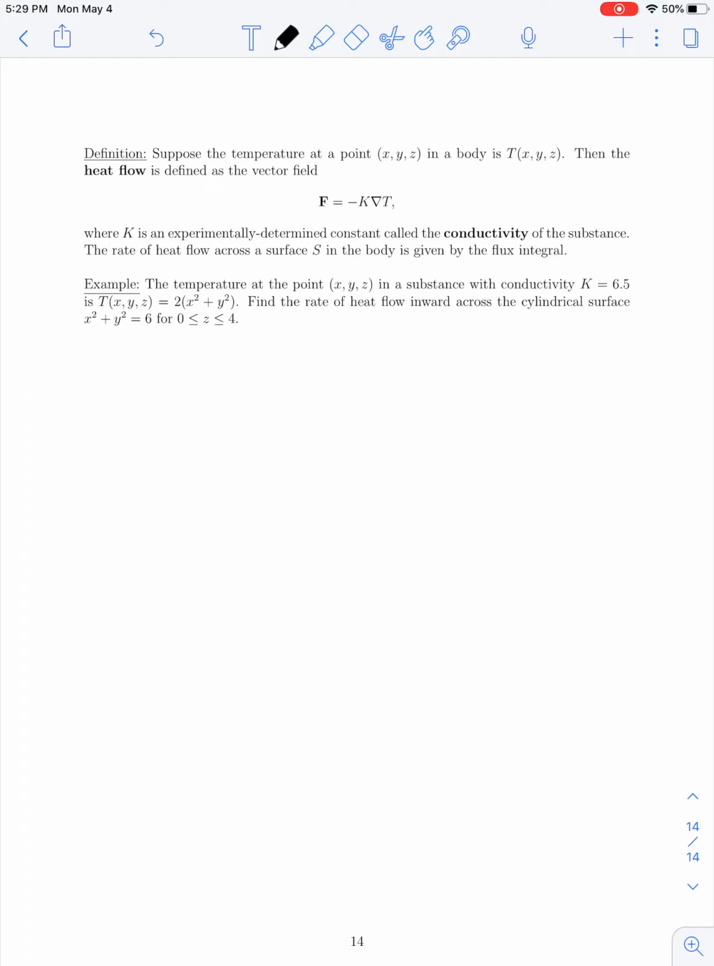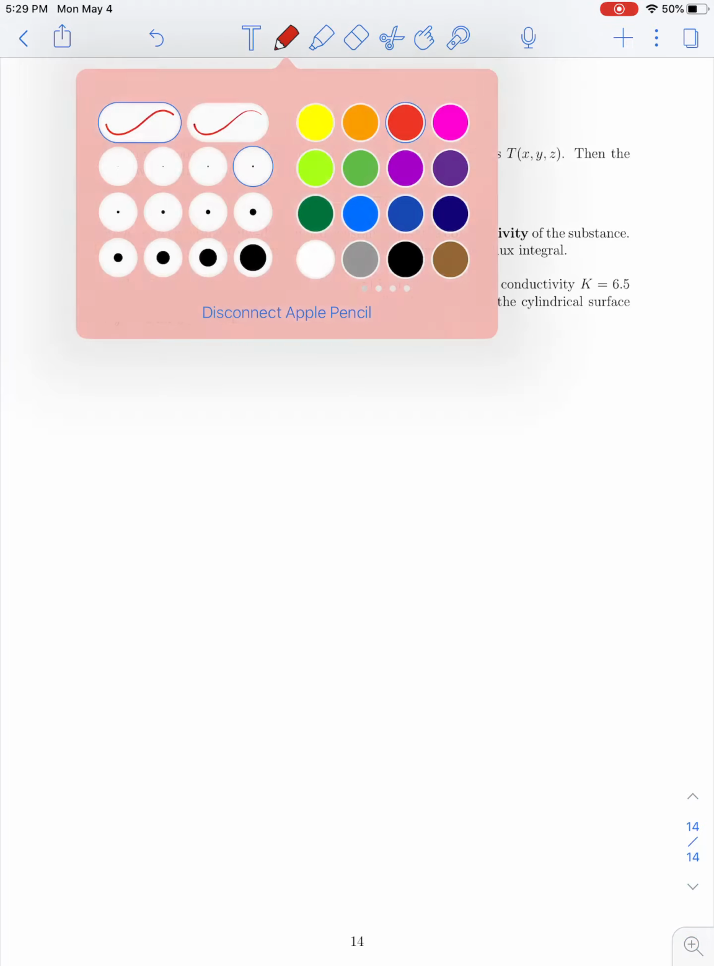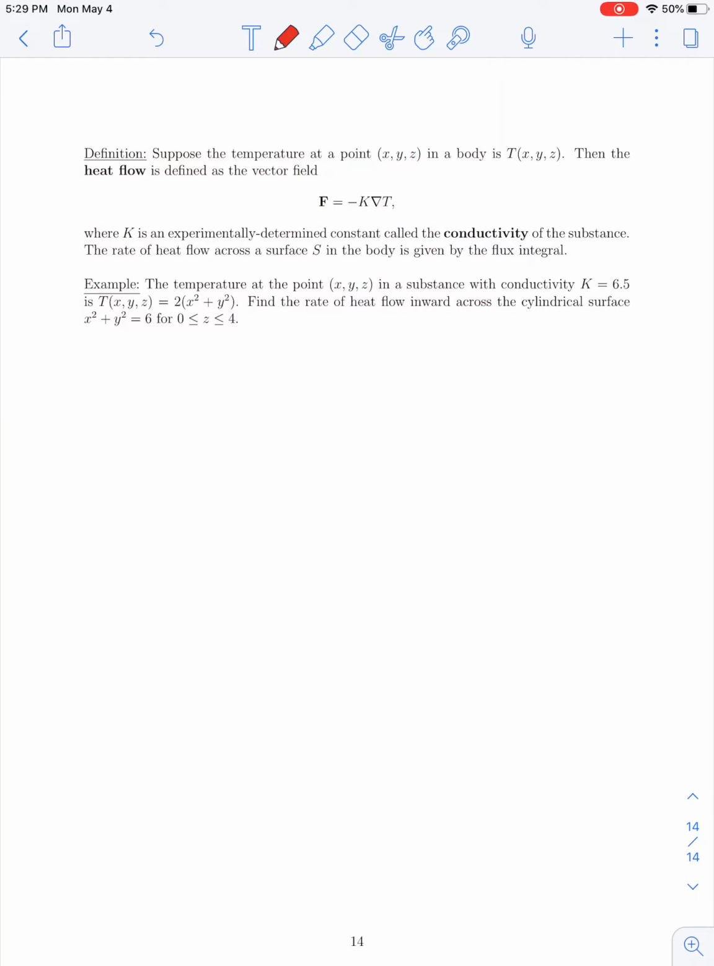There are several applications which are discussed in much more detail in physics and engineering courses, but one that we'll discuss here is heat flow. So let's define heat flow formally. Let's suppose that we have the temperature in some object, at any point x, y, z, given by a function, capital T of x, y, and z. So we have some object in space which has varying temperature throughout, defined by some function T.